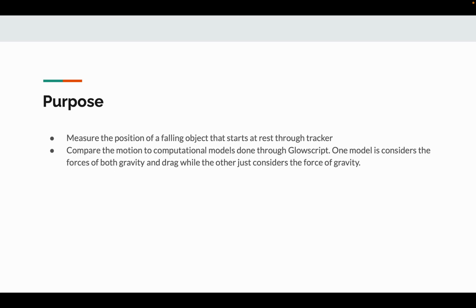The purpose of this lab is to measure the position of a falling object that starts at rest through Tracker. We'll then compare the motion to computational models done through GlowScript. One model considers the forces of both gravity and drag, while the other considers just the force of gravity.